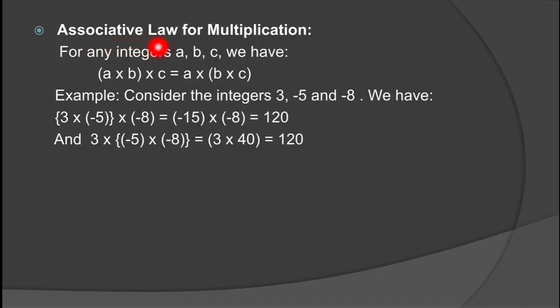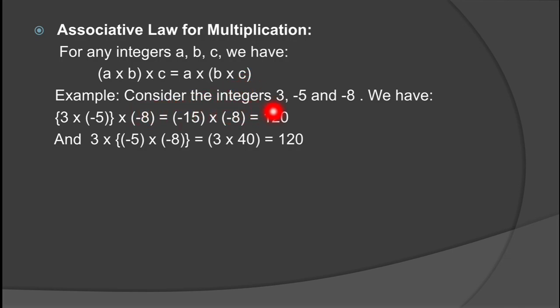Next is the associative law for multiplication. The associative law for multiplication states that for any integers a, b and c, if we multiply c by the product of a and b, then it gives the same value as when we multiply a by the product of b and c. So from this expression it is clear that on the left hand side we group the two terms a and b together, and on the right hand side we group the two terms b and c together.